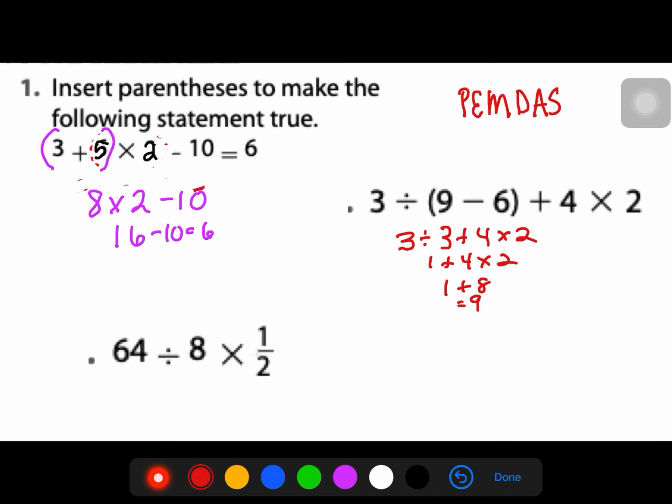Do one more for us here. Okay. 64 divided by 8 times 1/2. Order of operations. I need to divide first. Right. 64 divided by 8 is 8. 8 times 1/2 is 4. And that is the same as 8 divided by 2. Remember, I could flip it and take the reciprocal. Okay, so 8 times 1/2 is 4. There you go. I think you're ready for some practice.